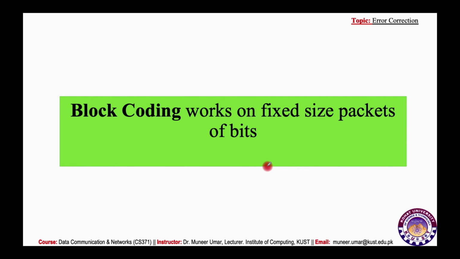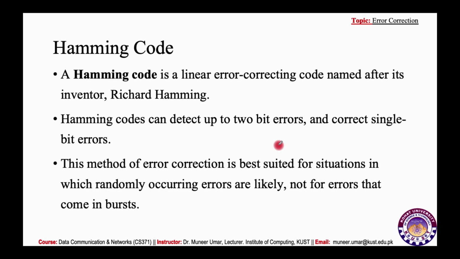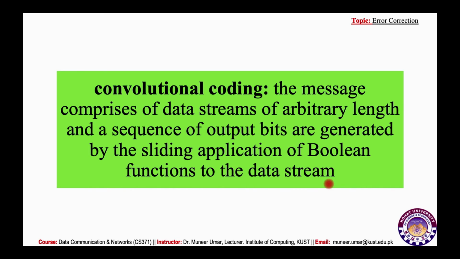Block coding works on fixed sized packets of bits, like 8 bits, 16 bits, 13 bits, 11 bits. So there would be a fixed number of bits in a block for block coding. In convolutional coding, there are no fixed size blocks. The sizes may vary from time to time or from different senders.